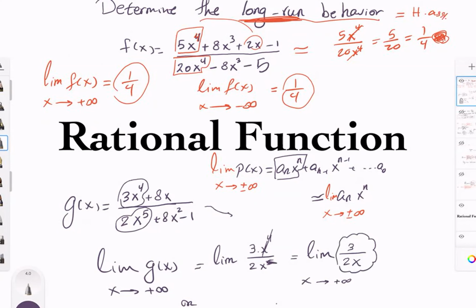Is it 3/2? No. 0. Very nice. X goes to infinity, that means the denominator is going to be a huge number. That's going to be 3 over 2 times 50 million, for example. If the denominator gets bigger, this will go to 0. So the horizontal asymptote here is y equal to 0. Also, if it goes to negative infinity, again, we're going to go to 0.